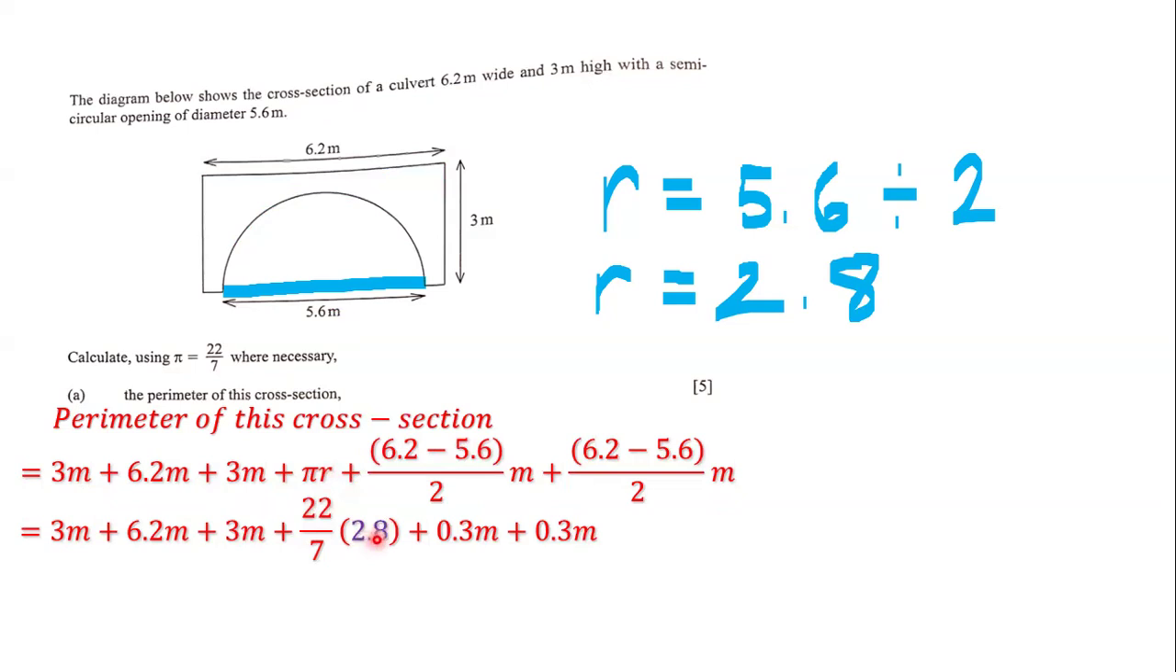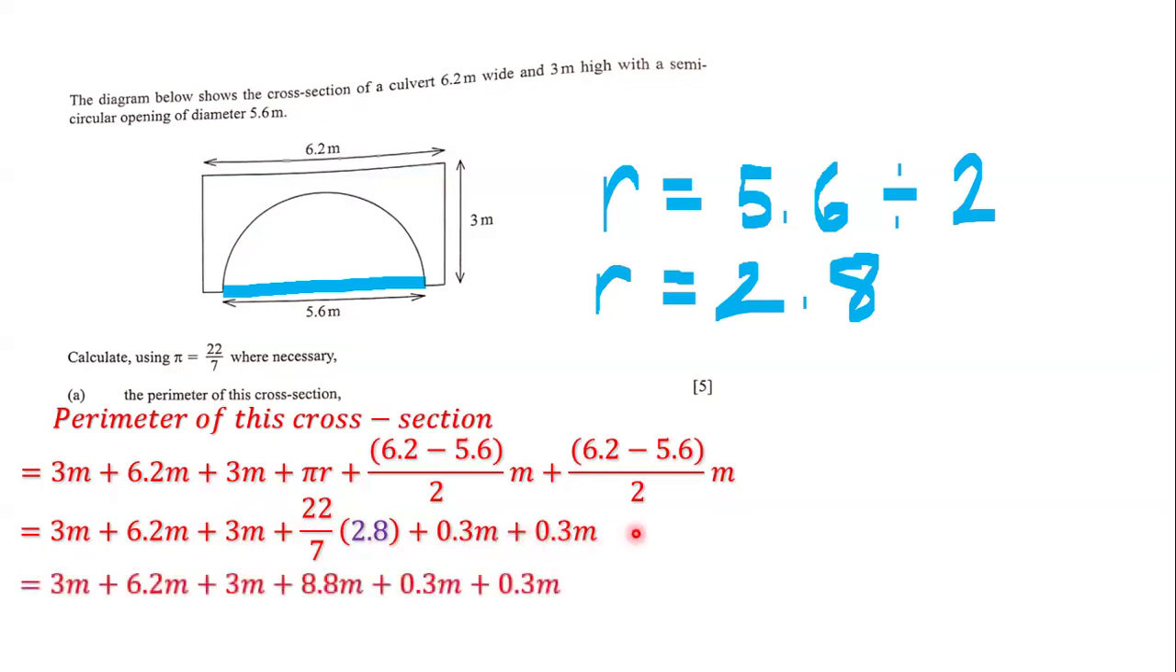And what we have here is 6.2 minus 5.6. And when we divide it by 2, we get 0.3. And it makes sense because this distance is 0.3 and this distance is 0.3. Of course, they should be equal, right? And so we have 3 meters, 6.2 plus 3 meters, 22/7 times 2.8 plus 0.3 meters plus 0.3 meters.